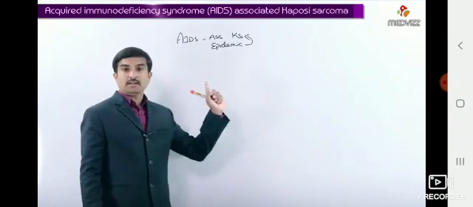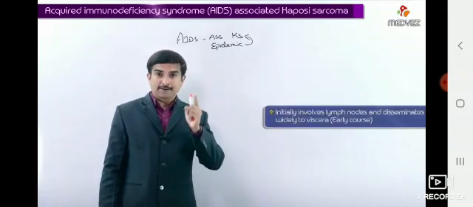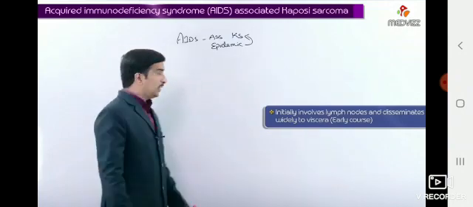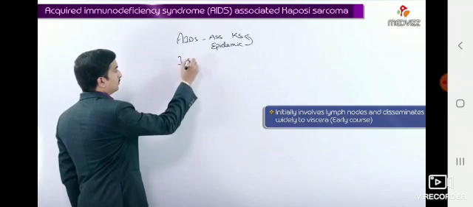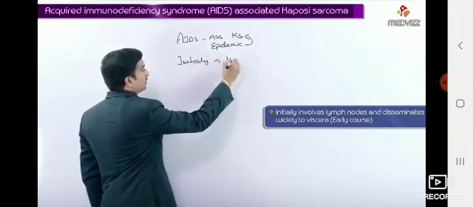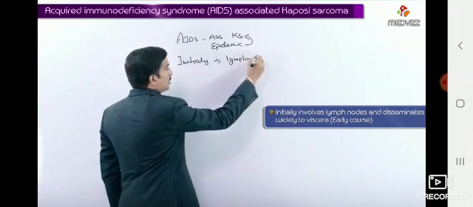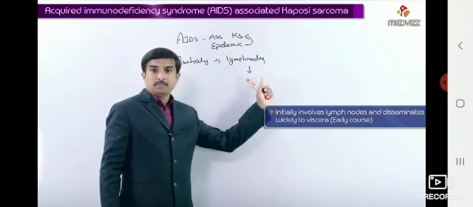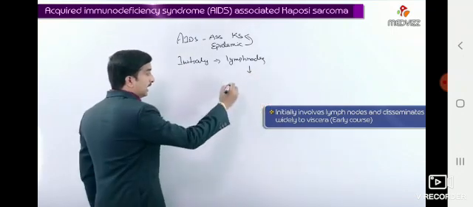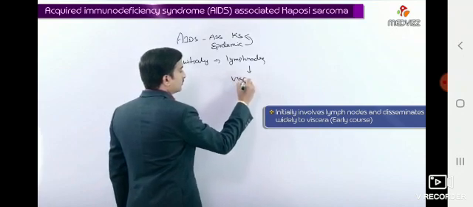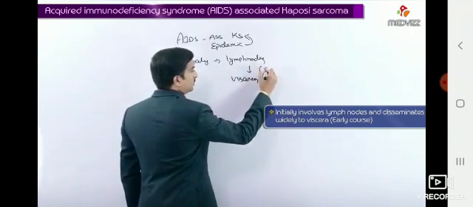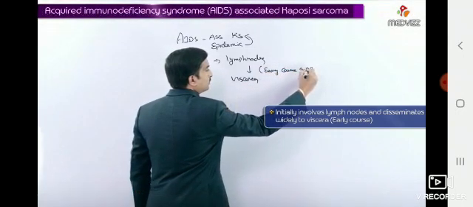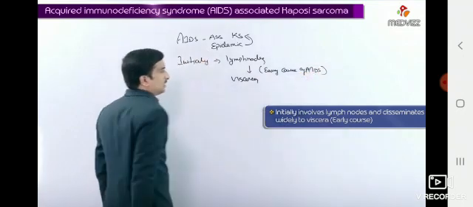This AIDS associated Kaposi sarcoma often involves lymph nodes and disseminates widely to viscera early in the course. Initially it involves lymph nodes and disseminates widely to viscera in the early course of the disease, that is, the early course of AIDS.